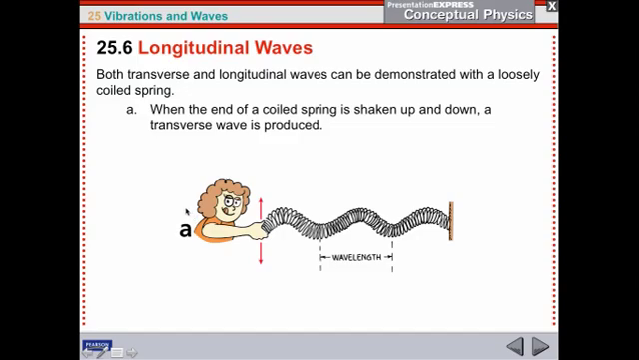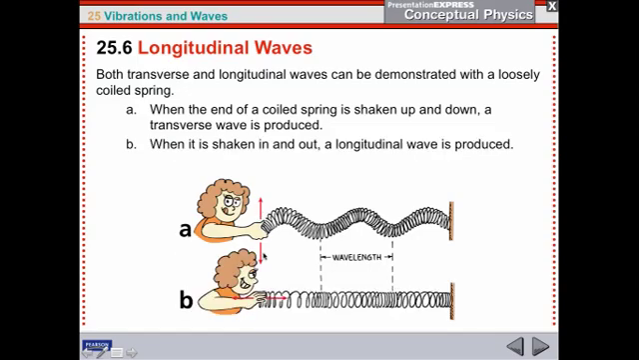And you can do that with a spring. You can make both kinds. So here, you can see that the particles are moving up and down, and on the second one, you can see that the particles are moving in the same direction as the wave. Here's the wave, the compressions as it's moving this way, and this spring is just going to move back and forth like that. In this one, the spring is going to move up and down as the wave moves this way.